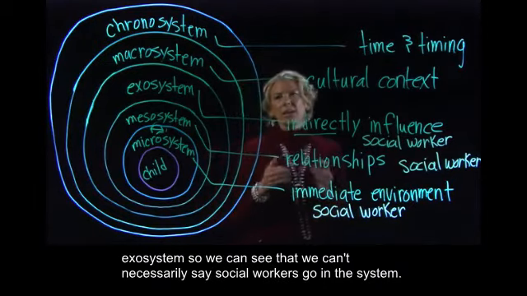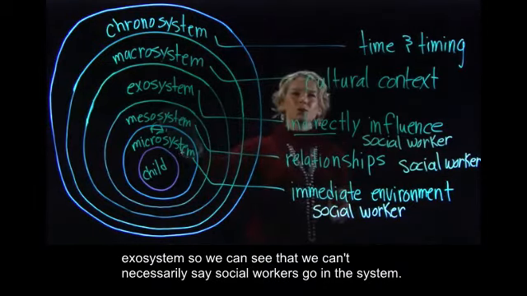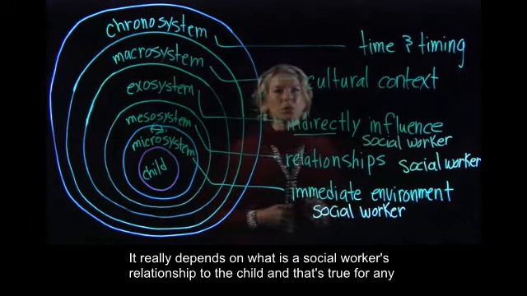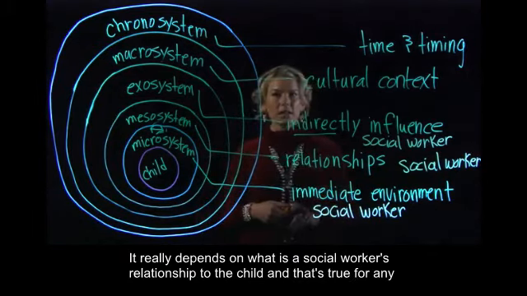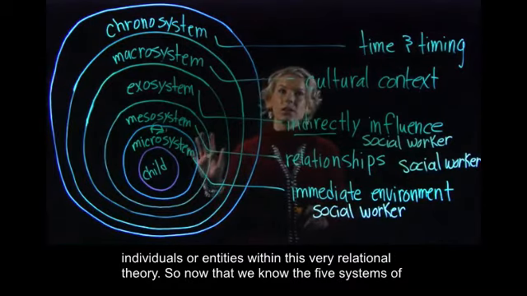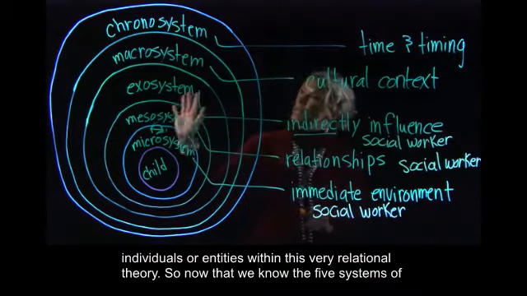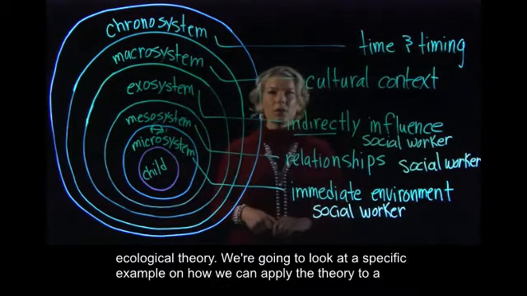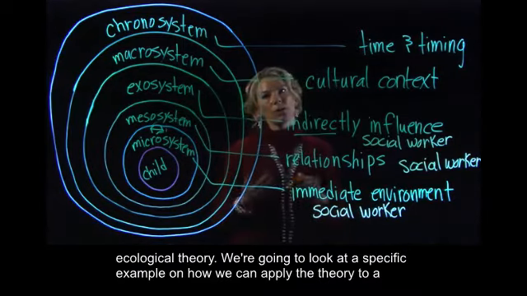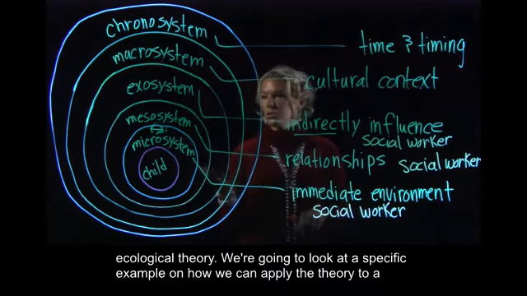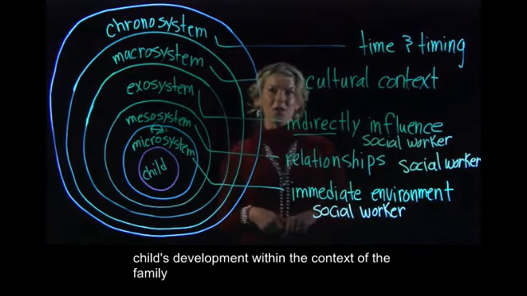So we can see that we can't necessarily say social workers go in this system. It really depends on what the social worker's relationship is to the child. And that's true for any individuals or entities within this very relational theory. So now that we know the 5 systems of ecological theory, we're going to look at a specific example of how we can apply the theory to a child's development within the context of the family.